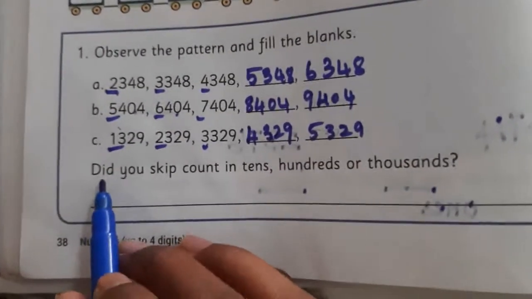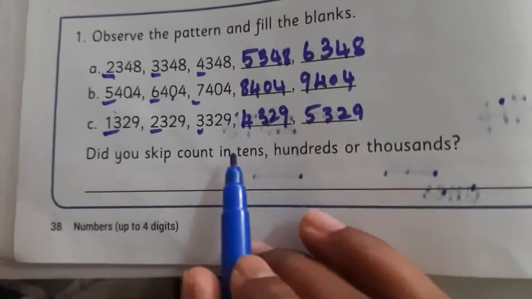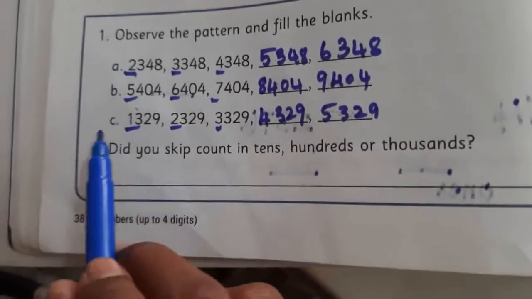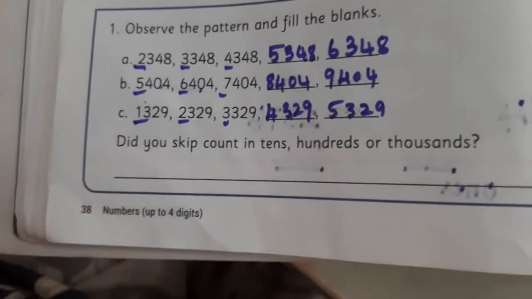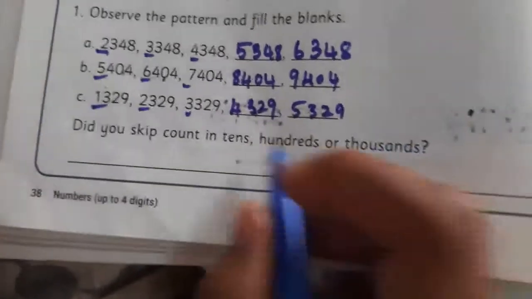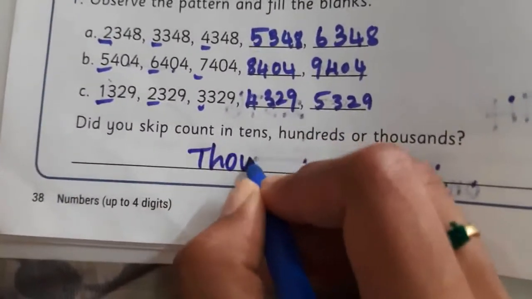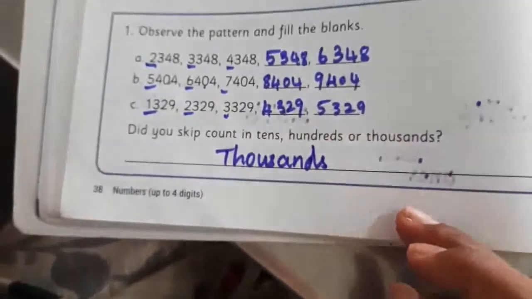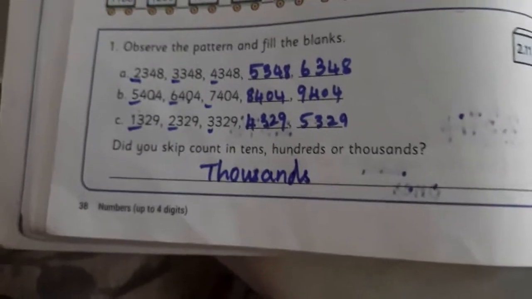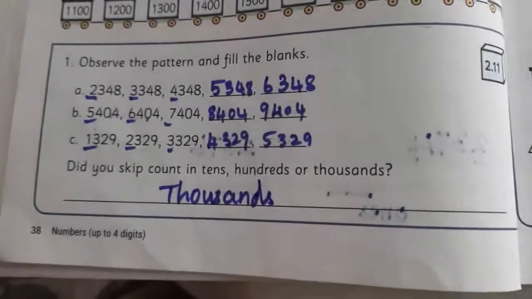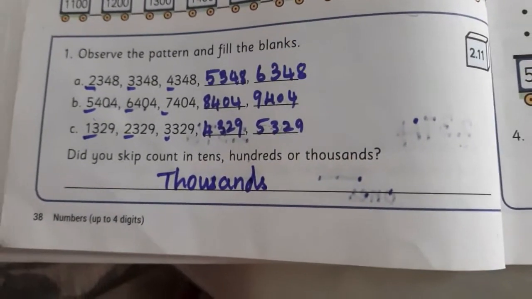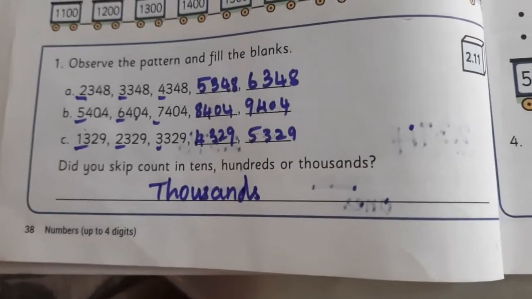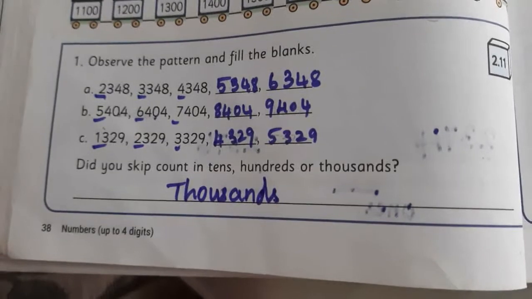Okay, so next one. Did you skip count in tens, hundreds or thousands? Yes, obviously it is thousands. Write thousands in the given blank. So everyone write the answer in the studio itself. Those who do not have the studio, take your notebook, write the activity number and write the question in the notebook itself. Okay, shall we move to the next question? Yeah.